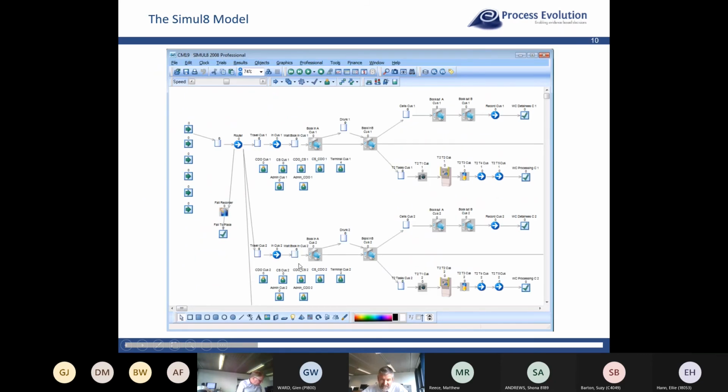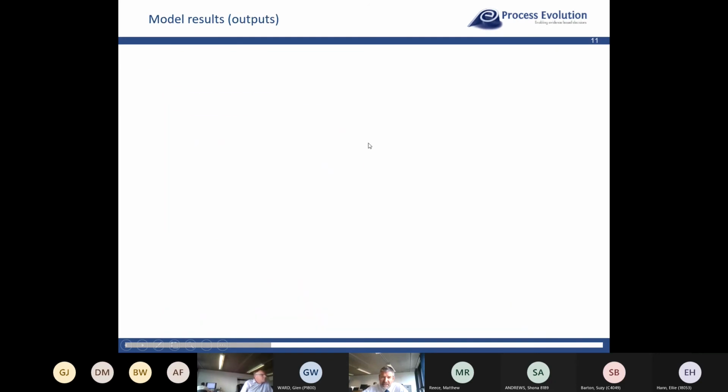That's just a screenshot of the Simulate model to show you it's a fairly uninteresting picture, but it's a model nevertheless that uses all of the formulas, and all of the algorithms within this model are pretty complicated, but it seeks to emulate what's happening in real life, is the main thing.